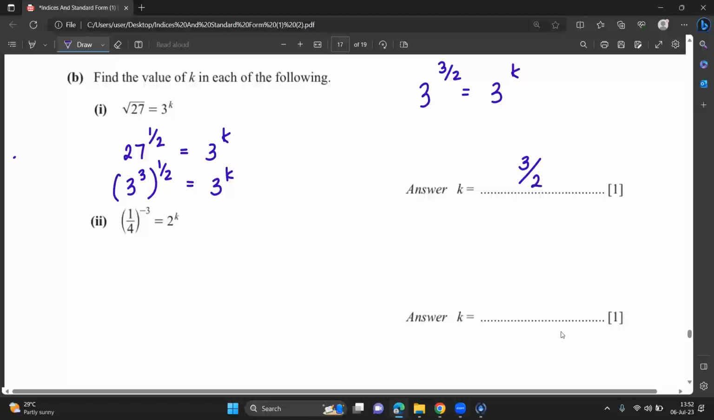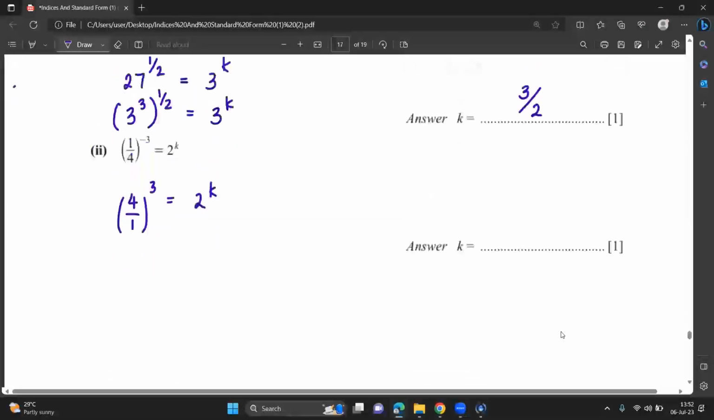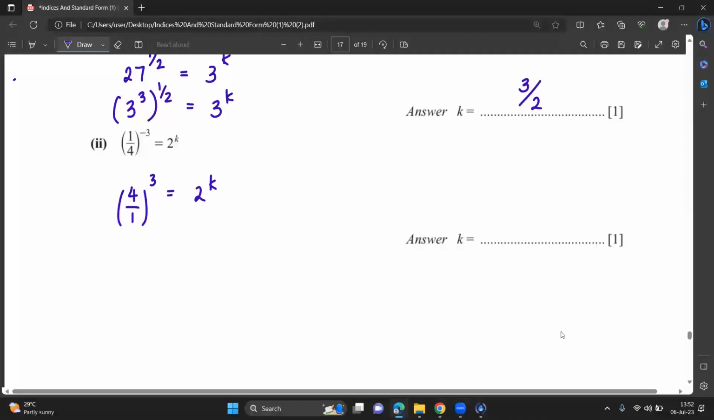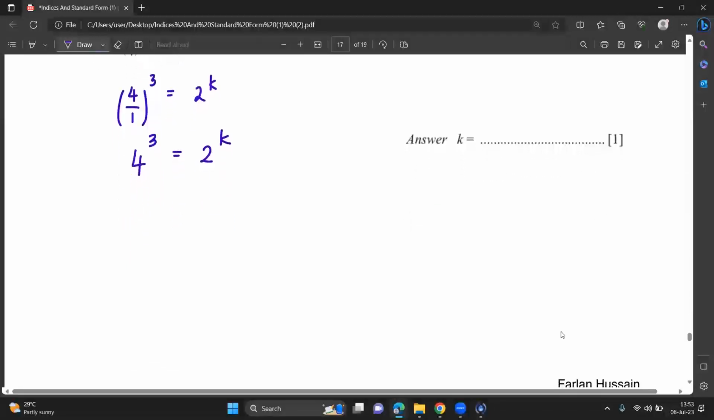Final question. If we have a negative power, what do I do? Reciprocate. 4 over 1 to the power 3 equals 2 to the power k. 4 over 1, should I write it as 4 over 1 or should I just write it as 4? Just 4, okay? What is 4 to the power 3? Or in other words, let's say 4 to the power 3 equals 2 to the power k. Now let's not do that.